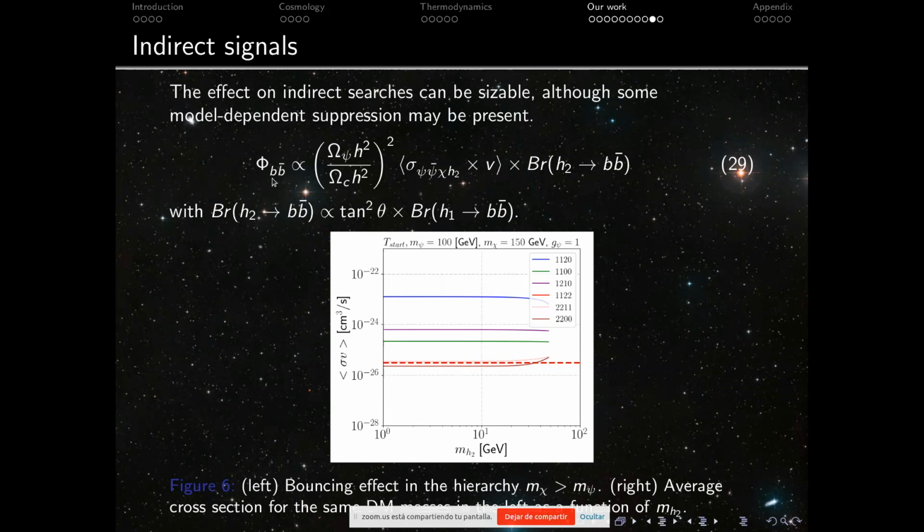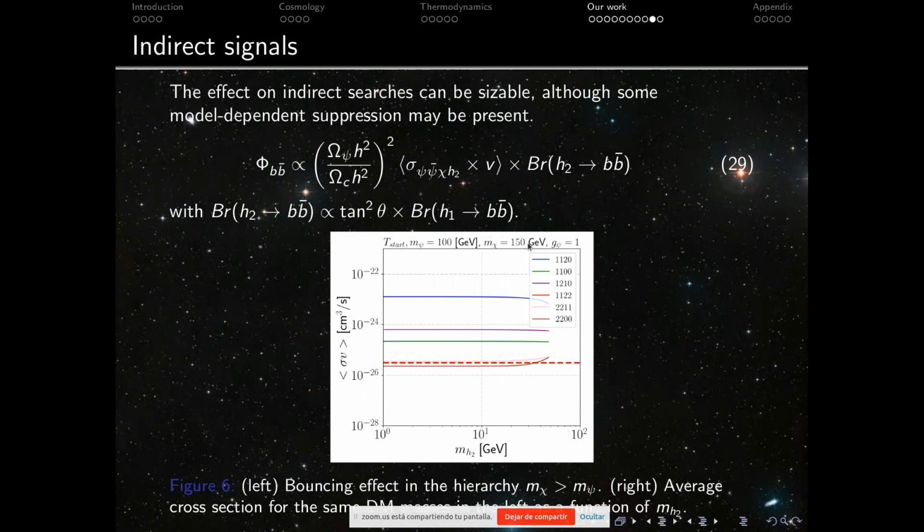And here I just put a flux, for instance, of bottom anti-bottom. This translates into the fact that you will observe, for instance, antiprotons at Earth, but they were born from quarks, and these quarks in turn were originated by one of the two Higgs bosons, in particular this second Higgs.